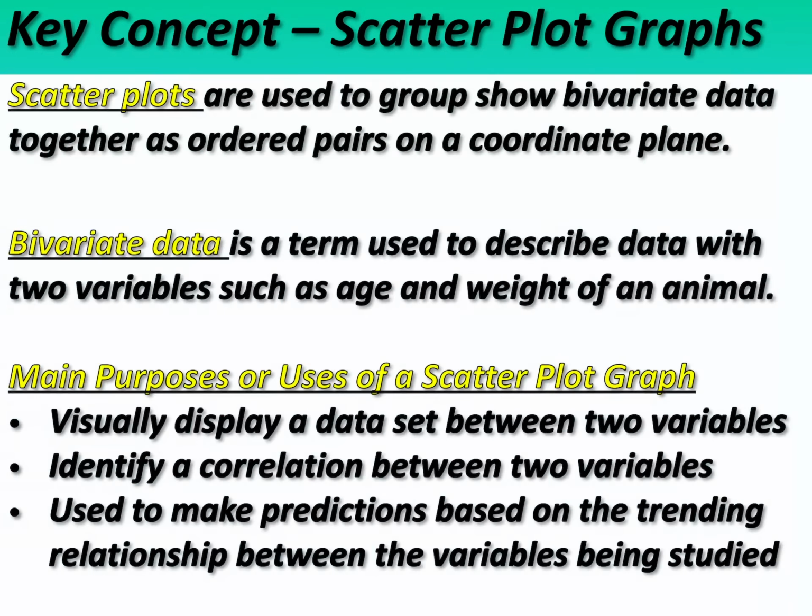Okay, so scatter plots are used to show bivariate data, which is comparing one quantity to another. So we could look at two variables such as the age and the weight of the animal, and we could see a trend in the comparison between those two values. The reason that we use scatter plots is for a visual display of data to identify correlations, and we use it to make future predictions based on the relationship of those two variables that we see.